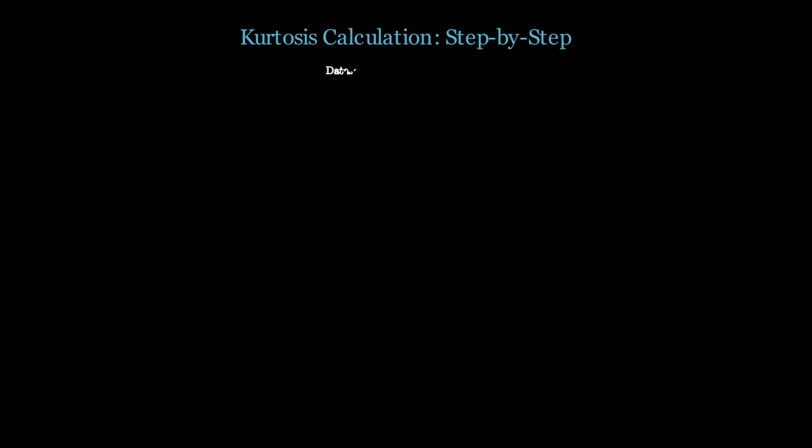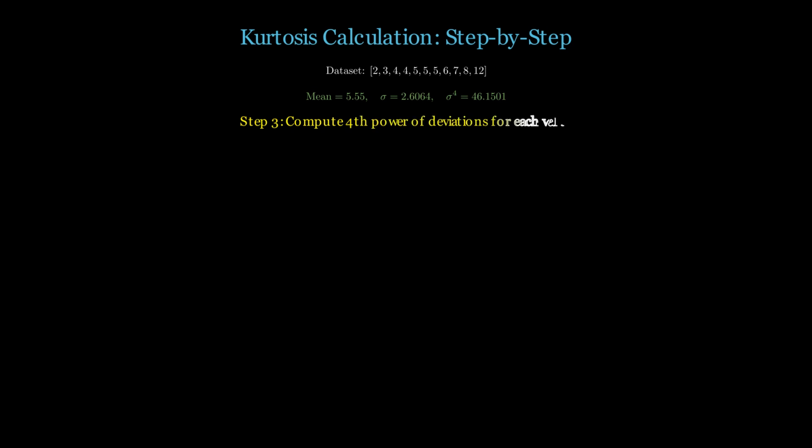Let's compute kurtosis for the same dataset. 2, 3, 4, 4, 5, 5, 5, 6, 7, 8, 12. The mean is 5.55 and sigma is 2.6064. Step 3 is where it gets interesting. We compute the fourth power of each deviation. Crucially, the outlier score of 12 has a deviation of 6.45 from the mean.